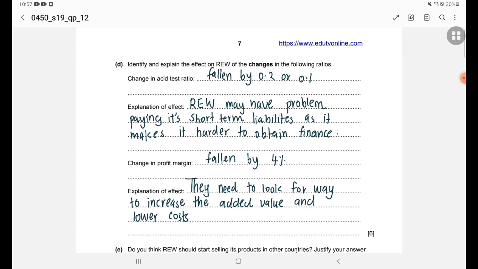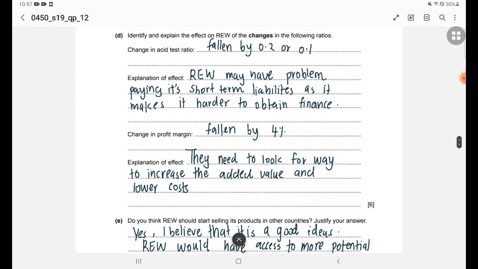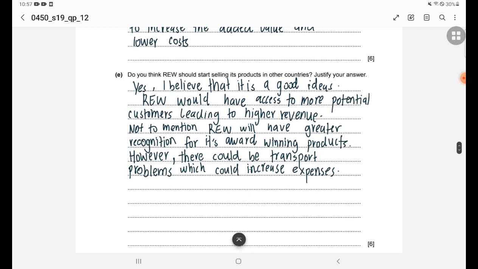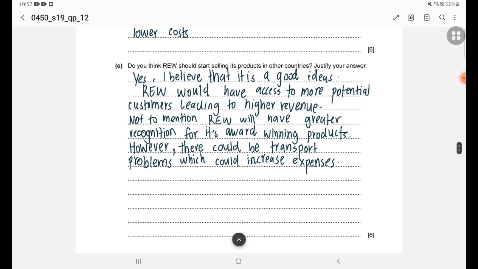Yeah, that's it. And any other appropriate answer should be fine as well. Now, for the last part of this question, do you think REW should start selling its products in other countries? Justify your answer. All right.